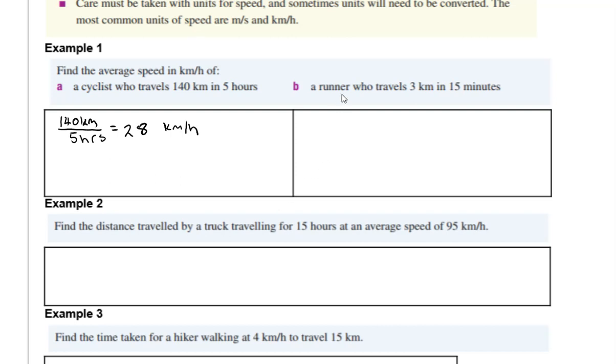Now, next question. A runner travels 3 kilometers in 15 minutes. What's their average speed in kilometers per hour? Well, again, I'm going to write a fraction. 3 kilometers in 15 minutes.